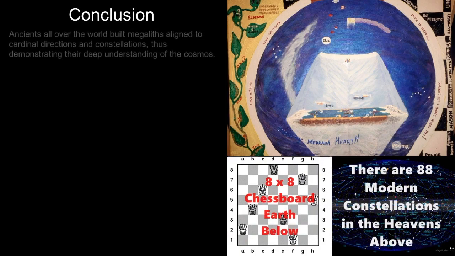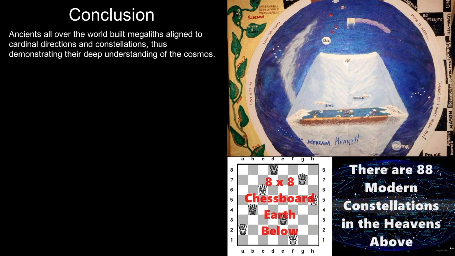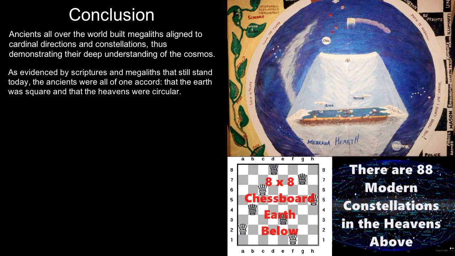In conclusion, ancients all over the world built megaliths aligned to cardinal directions and constellations, thus demonstrating their deep understanding of the cosmos. As evidenced by scriptures and megaliths that still stand today, the ancients were all of one accord, that the earth was square and that the heavens were circular.